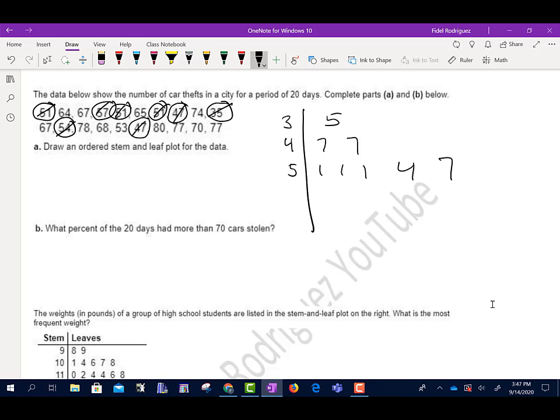Then I'm going to start going to the 60s. It looks like the smallest one in the 60s we have would be a 64. So I'm going to put a 4 right here. That's a 64. We got a 65 over here. And we have two 67s. I think those are all the 60s. Oh, we got one more, 68 over here. Don't forget that one. Now we're going to start going to the 70s. In terms of the 70s, the 70 is the smallest one, and then it looks like we have a 74.